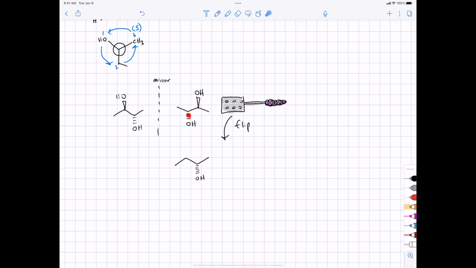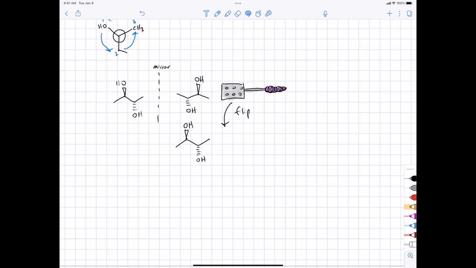OH here, which was pointing towards the bottom and away from us, when we flip it over, is going to be pointing towards the top and towards us. And lo and behold, whoa, they are the same thing.